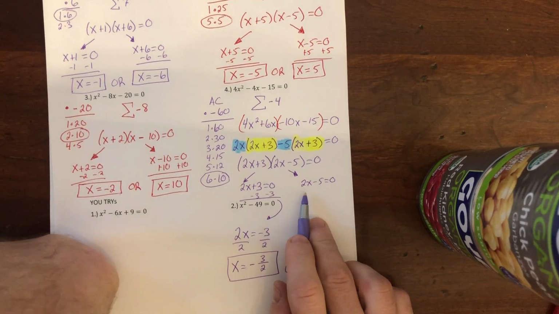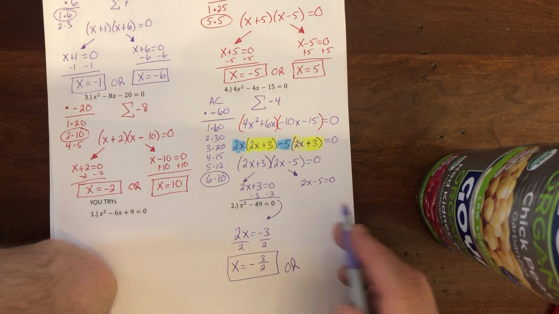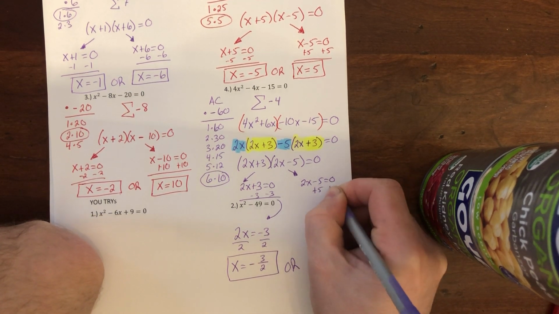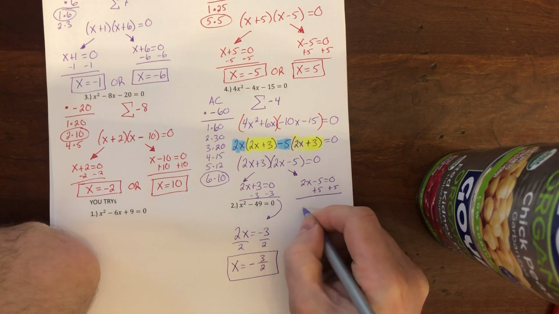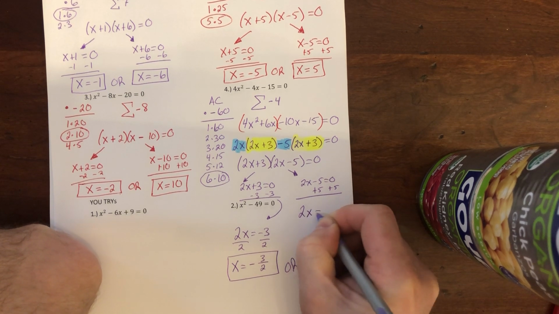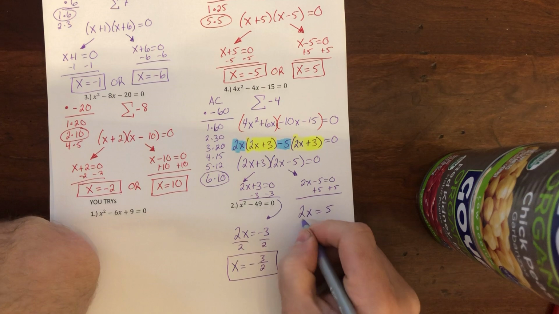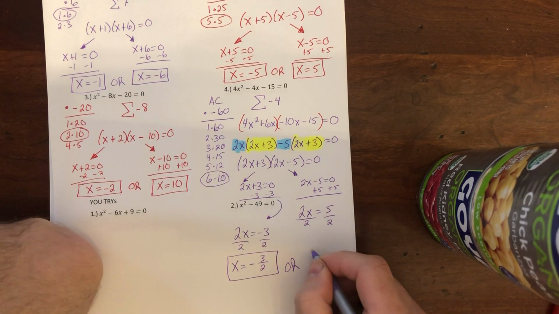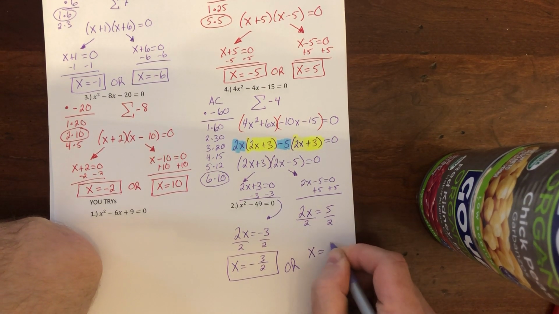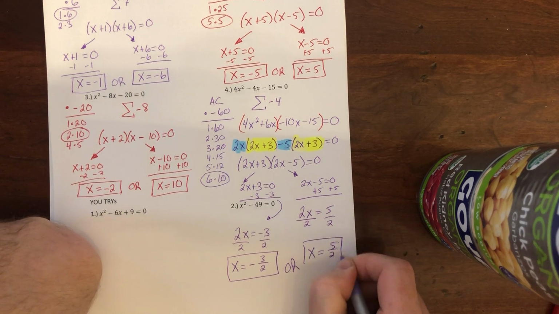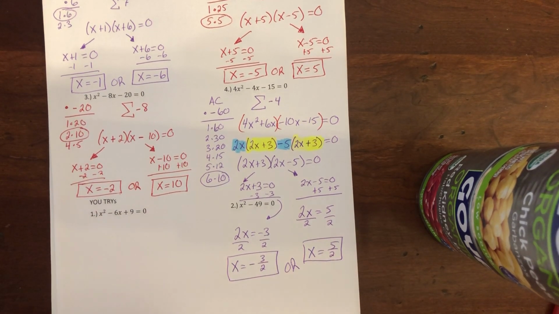And then our second one here, we have 2x minus 5 equals 0. So we're going to add 5 to each side. And then we'd have 2x equals 5. And now we're going to divide each side by 2. So x equals 5/2. It's just easier to keep these as fractions so you don't even have to worry about a calculator. So we have that.